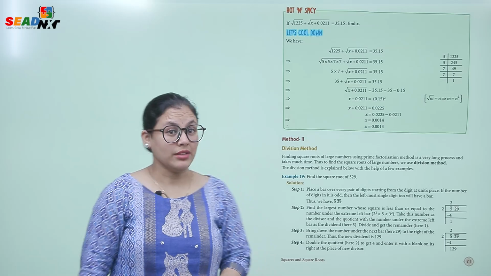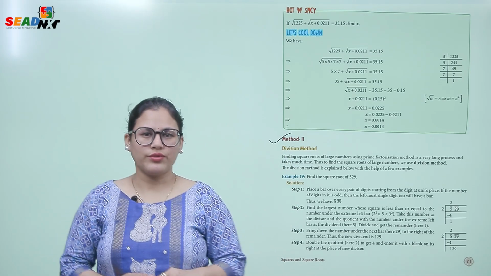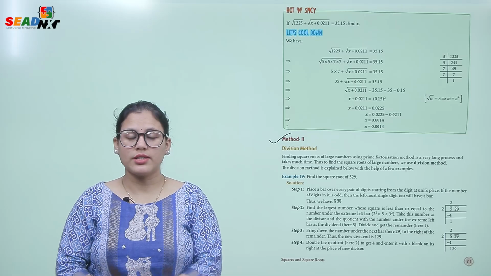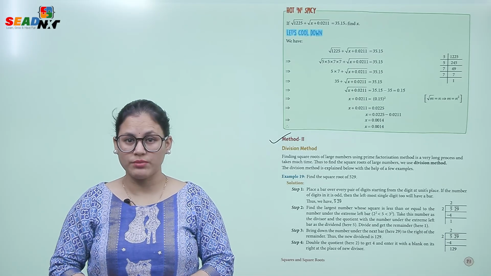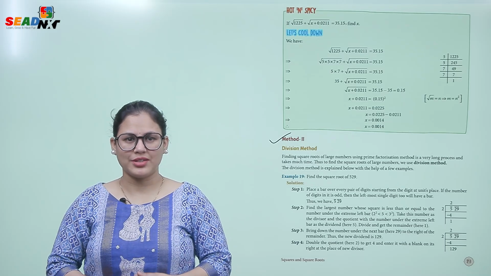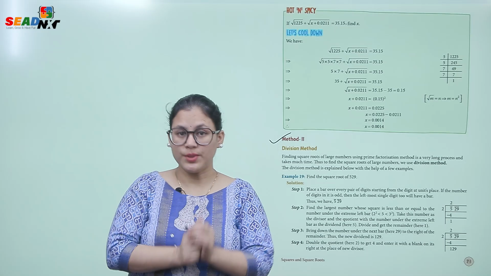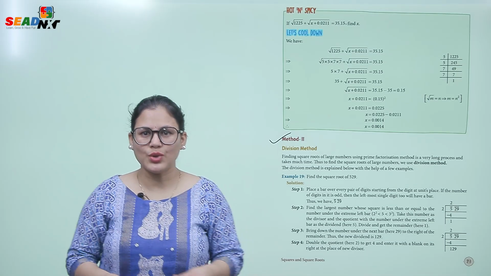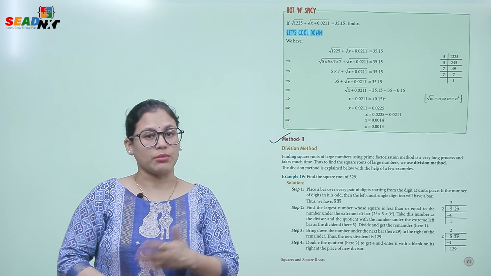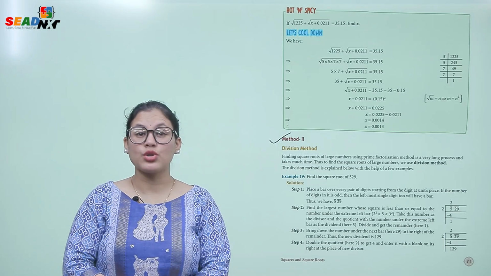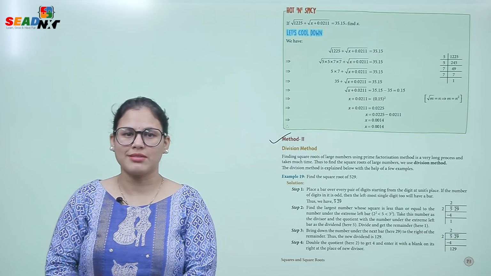Now move on to the next method. Method number 2, that is the division method. Finding the square root of large numbers using the prime factorization method is a very long process and takes much time. Thus, to find the square roots of large numbers, we use the division method. The division method is explained below with the help of a few examples. ओके, अब हमारे पास सपोज कोई बड़ा सा नंबर आ जाता है तो उसका स्क्वायर रूट निकालना थोड़ा सा लेंदी प्रोसेस हो जाता है, टाइम कंज्यूमिंग भी होता है, तो इसलिए हम डिवीजन मेथड का यूज करते हैं. ओके, तो चलिए देखते हैं कि डिवीजन मेथड का किस तरह से यूज करते हैं.